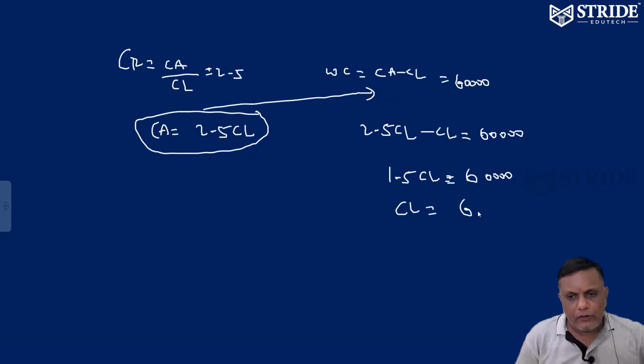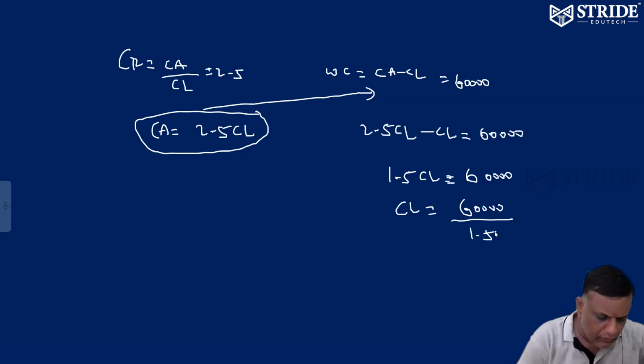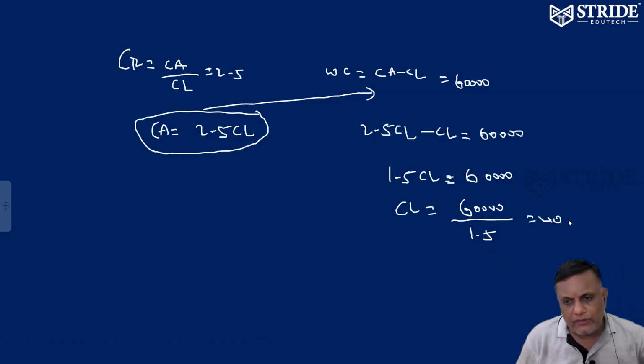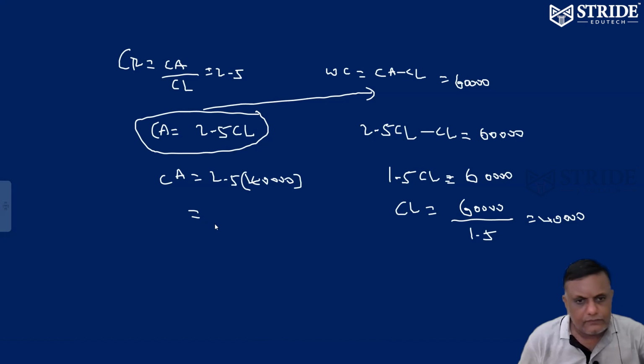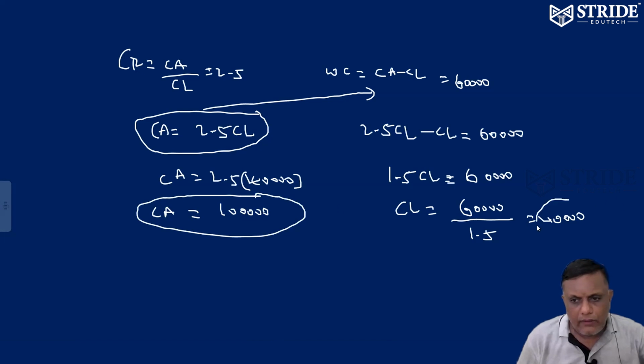So current liability is equal to 60,000 by 1.5. It's going to be 40,000. Please check it out. So current liability is 40,000. Please substitute current liability here. Current asset is equivalent to 2.5 into 40,000, which is 1 lakh. So current asset equals 1 lakh, current liability 40,000.